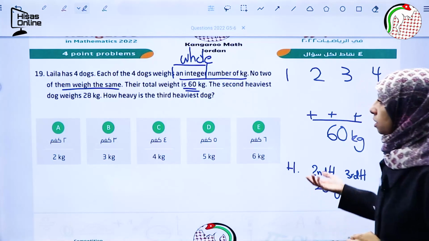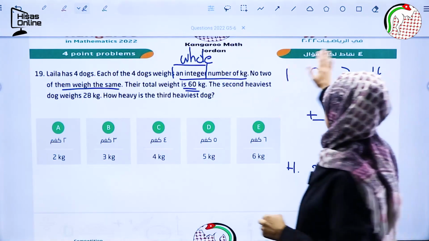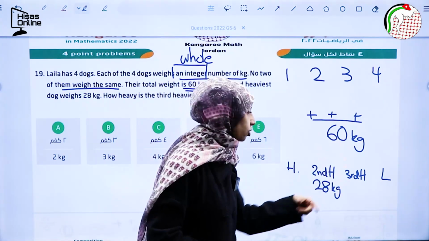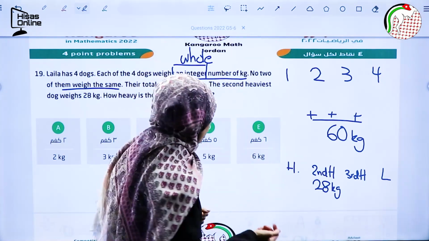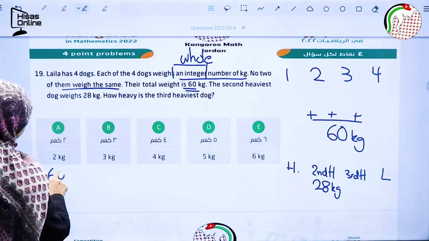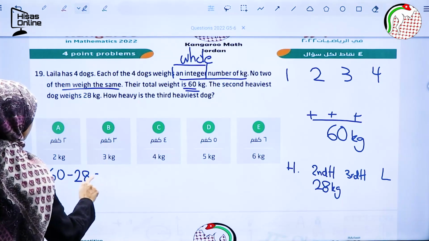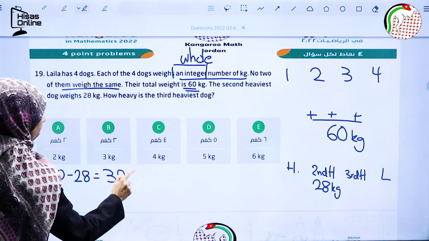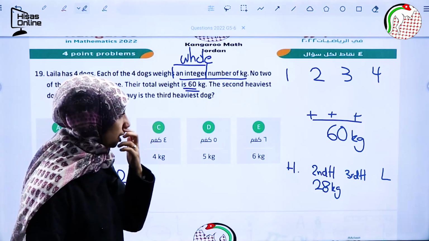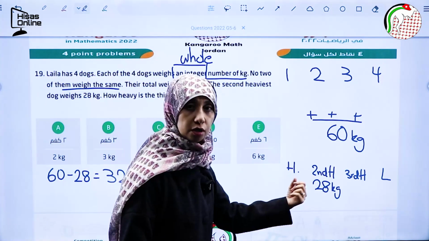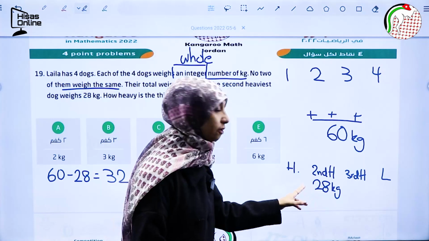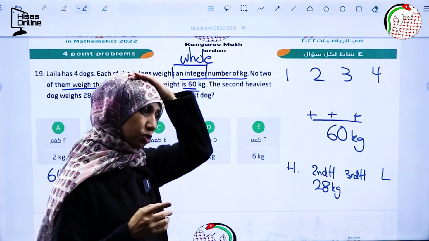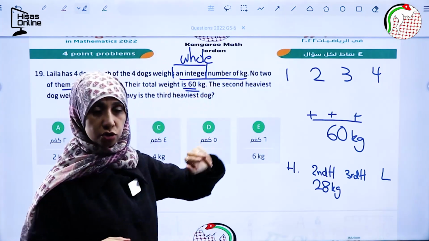Now, let's see. Since the sum of all weights is 60, I need to subtract to see how much is left for the other 3 dogs. So 60 minus 28, that makes how much? 32. Okay, now 32. We need to assume I have the heaviest dog. That means the heaviest dog is definitely more than 28. But by how much? At least by 1, because we said the weight is an integer.